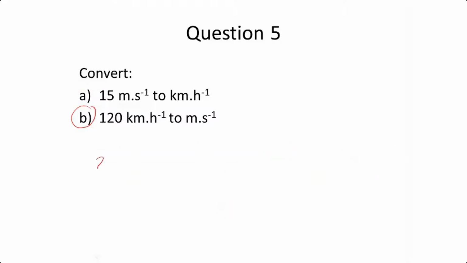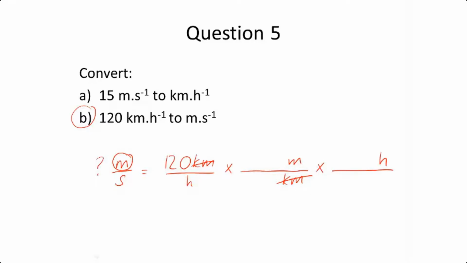B, we need to convert into meters per second 120 kilometers per hour. We need to multiply it by a unit factor which has kilometers at the bottom to cancel away kilometers, meters at the top to introduce meters, and another unit factor which has hours at the top to remove hours, and seconds at the bottom to introduce the new unit of seconds.